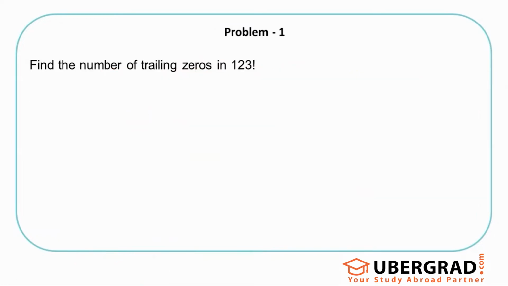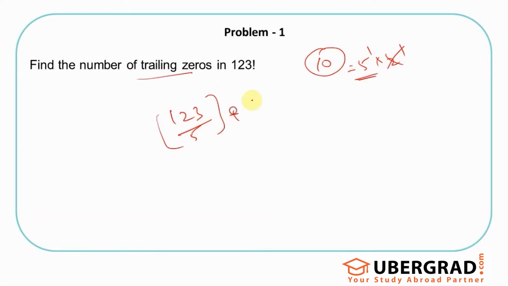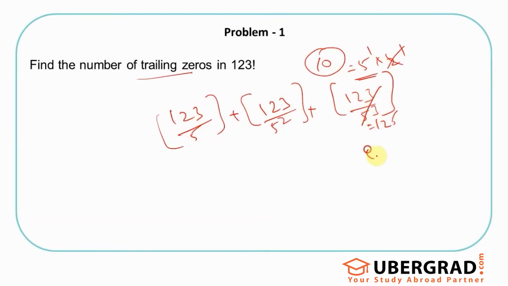Right, so let's solve a few problems to revise the same thing. It said number of trailing zeros. As I said, 10 is what they're asking for, the highest power of 10. So 5 power 1 into 2 power 1. I don't need to worry about it. I'll only focus on 5. So 123 by 5 plus 123 by 5 square, 25, plus 123 by 5 cube. This is 125, which is more than 123, so it's already 0 point something. 25 4s are 100, so 4 point something. So I'll ignore the decimal.